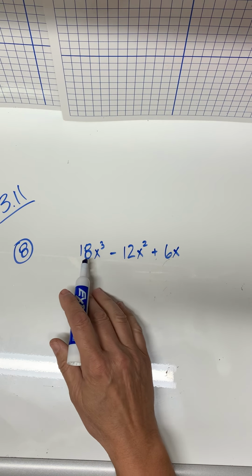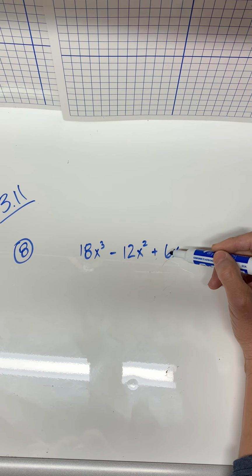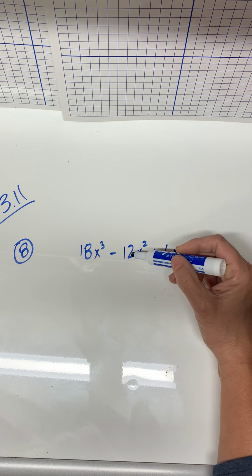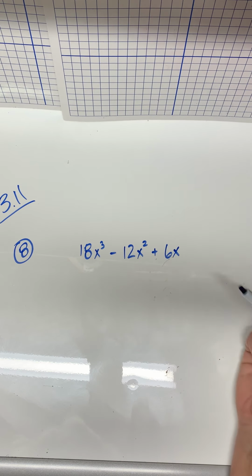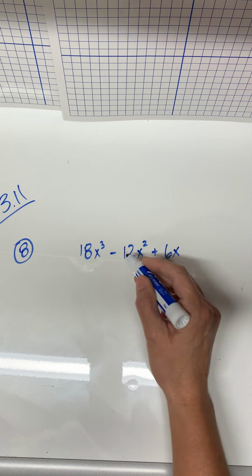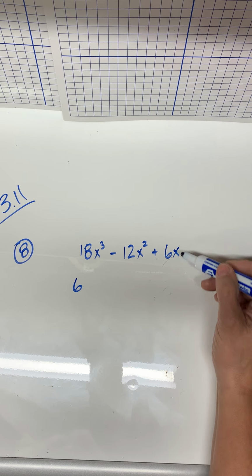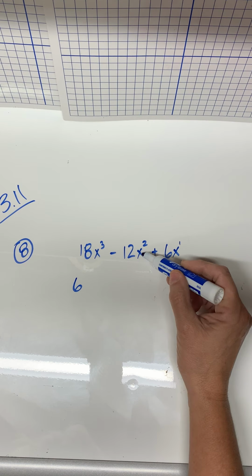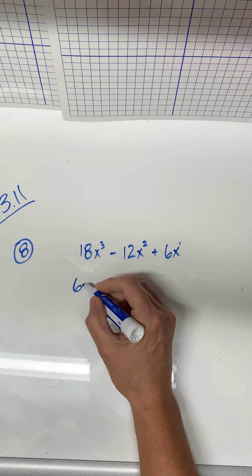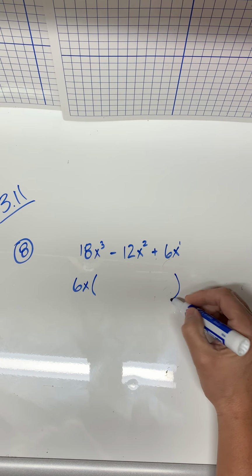Okay, so I have an 18, a 12, and a 6. I'm going to start with the smaller number 6. Does 6 go into 6? Yes. Does 6 go into 12? Yes. Does 6 go evenly into 18? Yes. So 6 is the largest, or the greatest common factor to those 3 coefficients. So I'm going to have a 6 there. For my variables, I have x to the 1, x to the 2, x to the 3. I'm going to choose the smallest, x to the 1. So that's my greatest common factor.